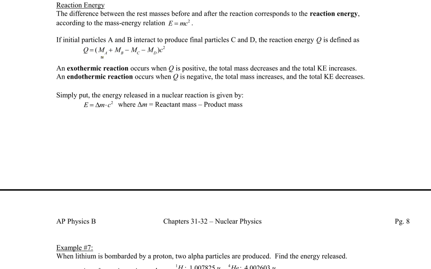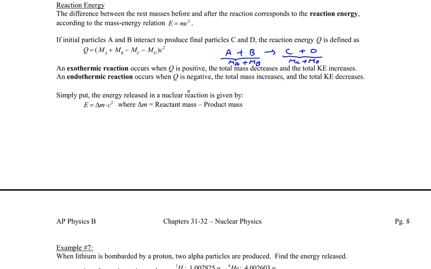So we have, in any kind of reaction, we might have particle A plus particle B that reacts and gives you particle C and particle D. To find the Q value, or that reaction energy, we take the mass that you start off with, mass A and mass B, and we subtract mass C and mass D from that. If the mass disappears, then there must be some energy that is released, and so we have an exothermic reaction. If the energy increases, then there must be some energy that was added to the reaction, and so this is called an endothermic reaction.